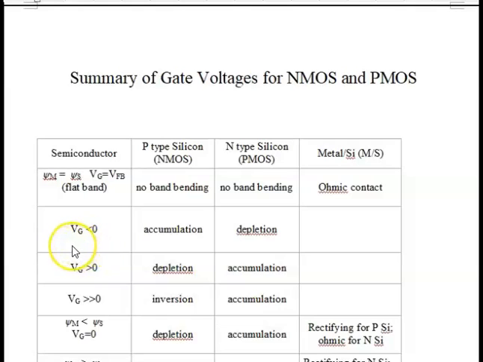For gate voltage less than 0, we have accumulation. Gate voltage greater than 0, we have depletion. And notice that the PMOS with n-type silicon is exactly reversed. So whatever we have here, we have the opposite for PMOS.